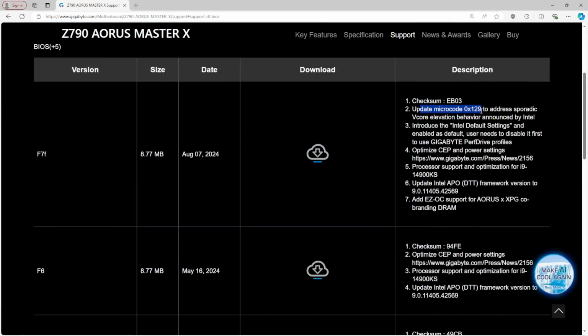Update microcode 0x129 to address sporadic vCore elevation behavior announced by Intel. So basically, there's a bug in Intel's voltage regulator, it's not really the voltage regulator that's the issue. There's a bug in the way Intel sends VID requests. Well, it's not the sending itself. The way Intel generates VID requests is bad. Because in certain scenarios, the CPU can send VID requests that are really, really dumb, like 1.6 volts. So, anyway, the new microcode is supposed to fix that. And that's what we're going to take a look at.